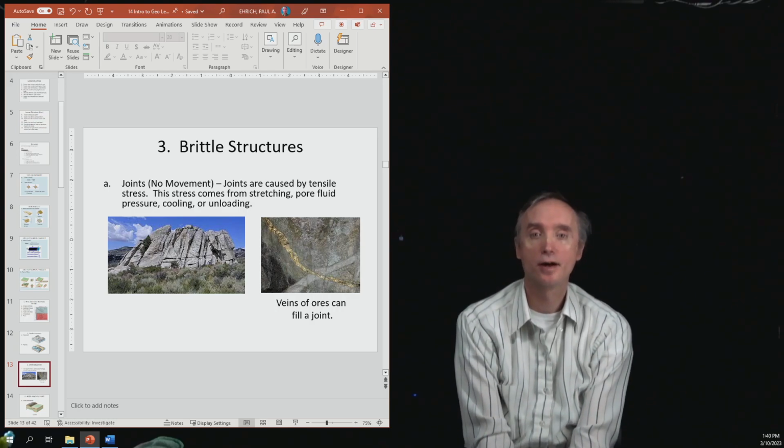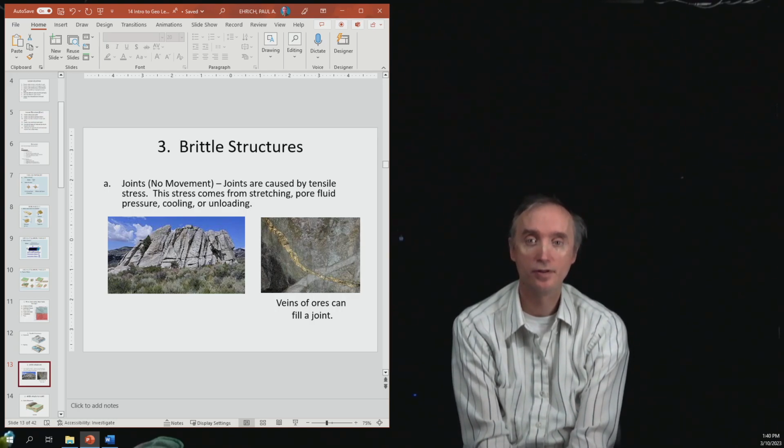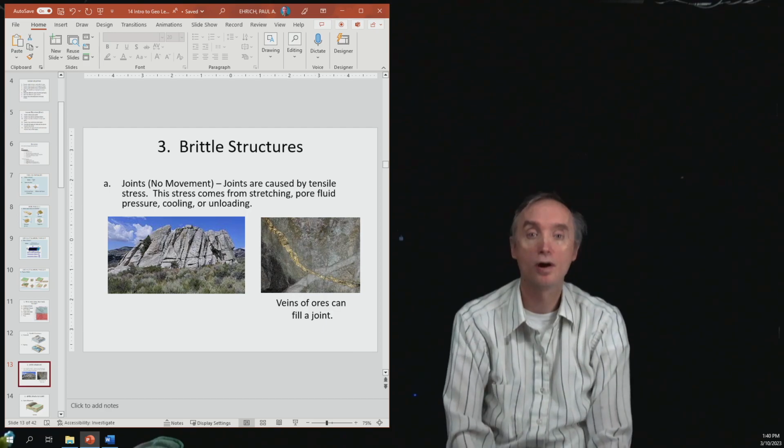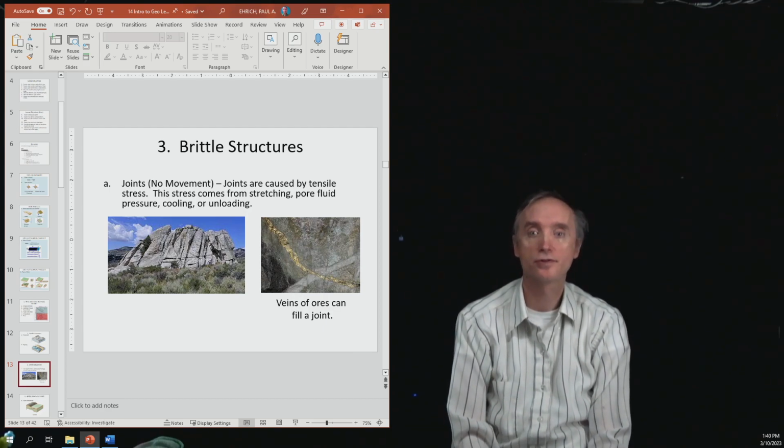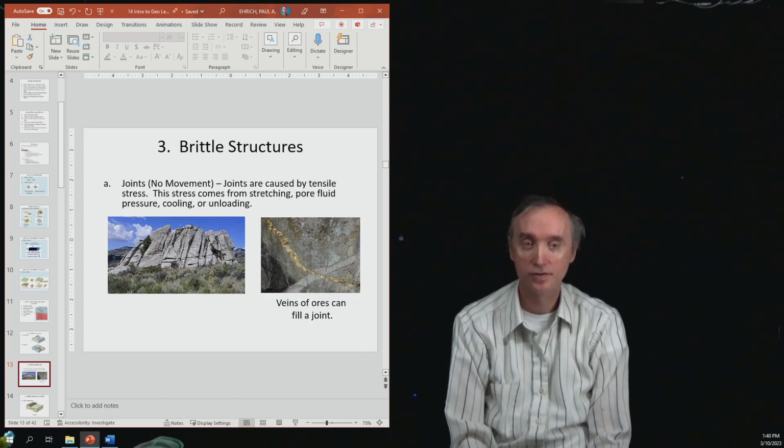Now we want to talk about brittle structures. So these are going to be rocks that are going to break. And the first kind of brittle structure is going to be a joint. So the hallmark of a joint is there's no movement of the rocks relative to each other.